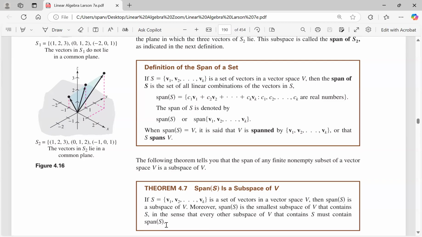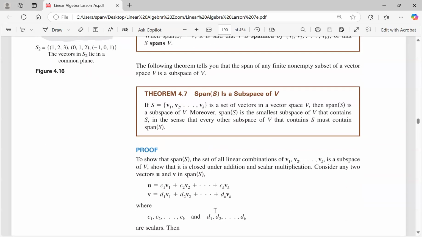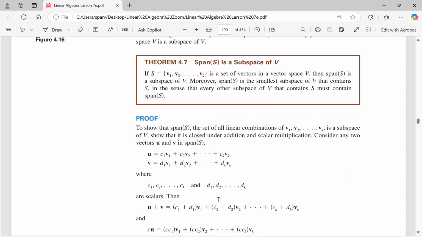Now, in order to prove this, remember we have to show three things. We have to show the set is non-empty. We have to show that the set is closed under addition and scalar multiplication. That's for any subspace, remember? So we need to show closure. First, the zero. The set S is non-empty. That means zero is in the set.